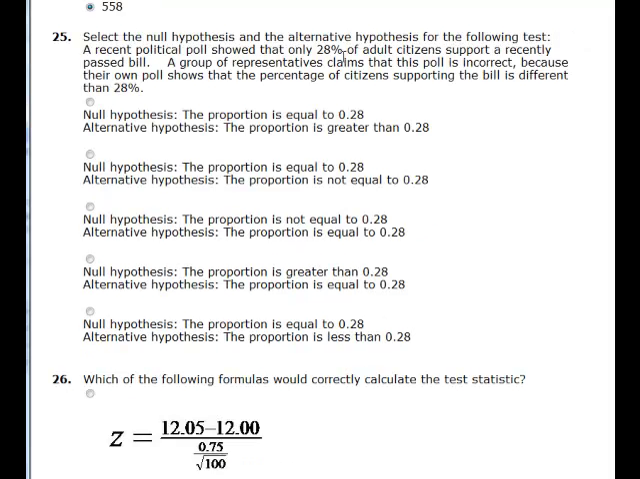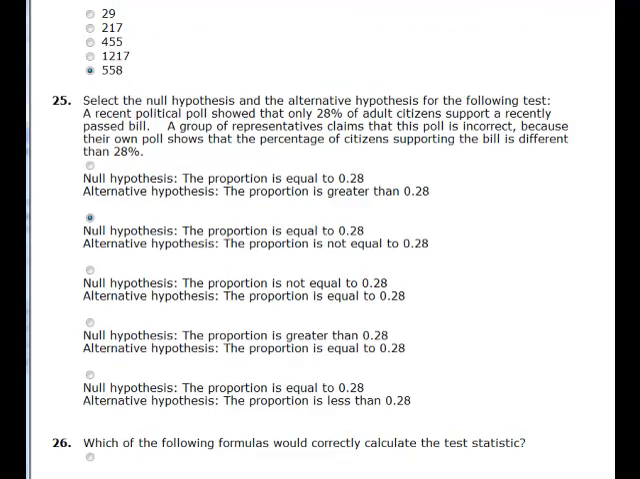Okay, now we're selecting the correct null and alternative hypotheses. We've got a poll that showed that only 28% of adult citizens support a bill. A group of representatives claims that this is incorrect because their own poll shows the percentage of citizens supporting the bill is different than 28%. Again, the keyword here is different. That means that you're going to have a not equal to for your alternative hypothesis. So the only one of these choices that has a not equal to for the alternative hypothesis is the second one. And notice that the null hypothesis again is exactly the same. It has the same number, only it's an equal instead of a not equal.